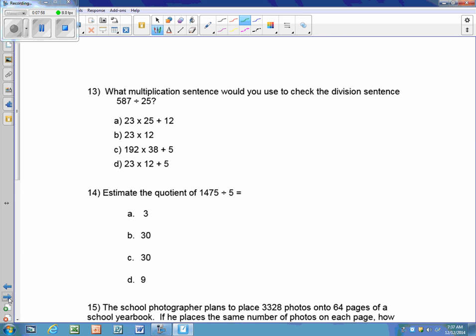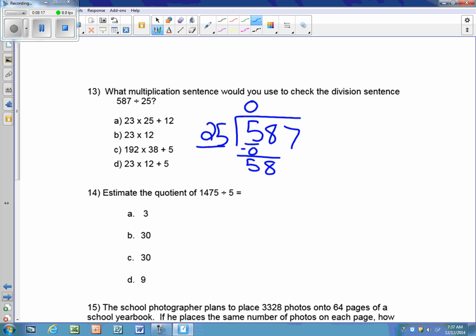Next question. Which multiplication sentence would you use to check the division sentence? Well, if I have this, I can solve it first, so then I can figure out what multiplication sentence I would use. I ask myself, how many times does 25 go into 5, which is 0? How many times can 25 go into 58, which is 2? How many times can 25 go into 87, which is 3? And then I have a remainder of 12.